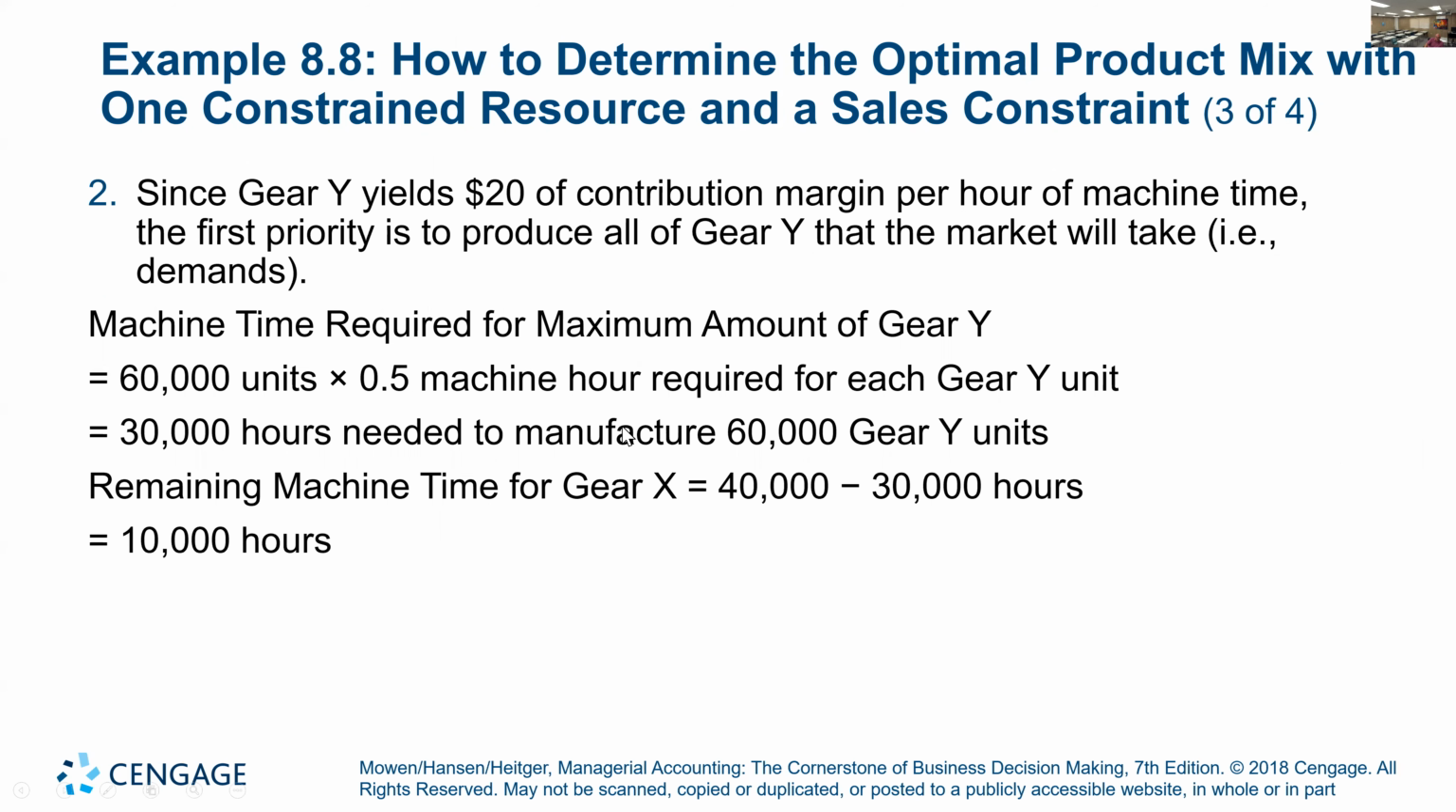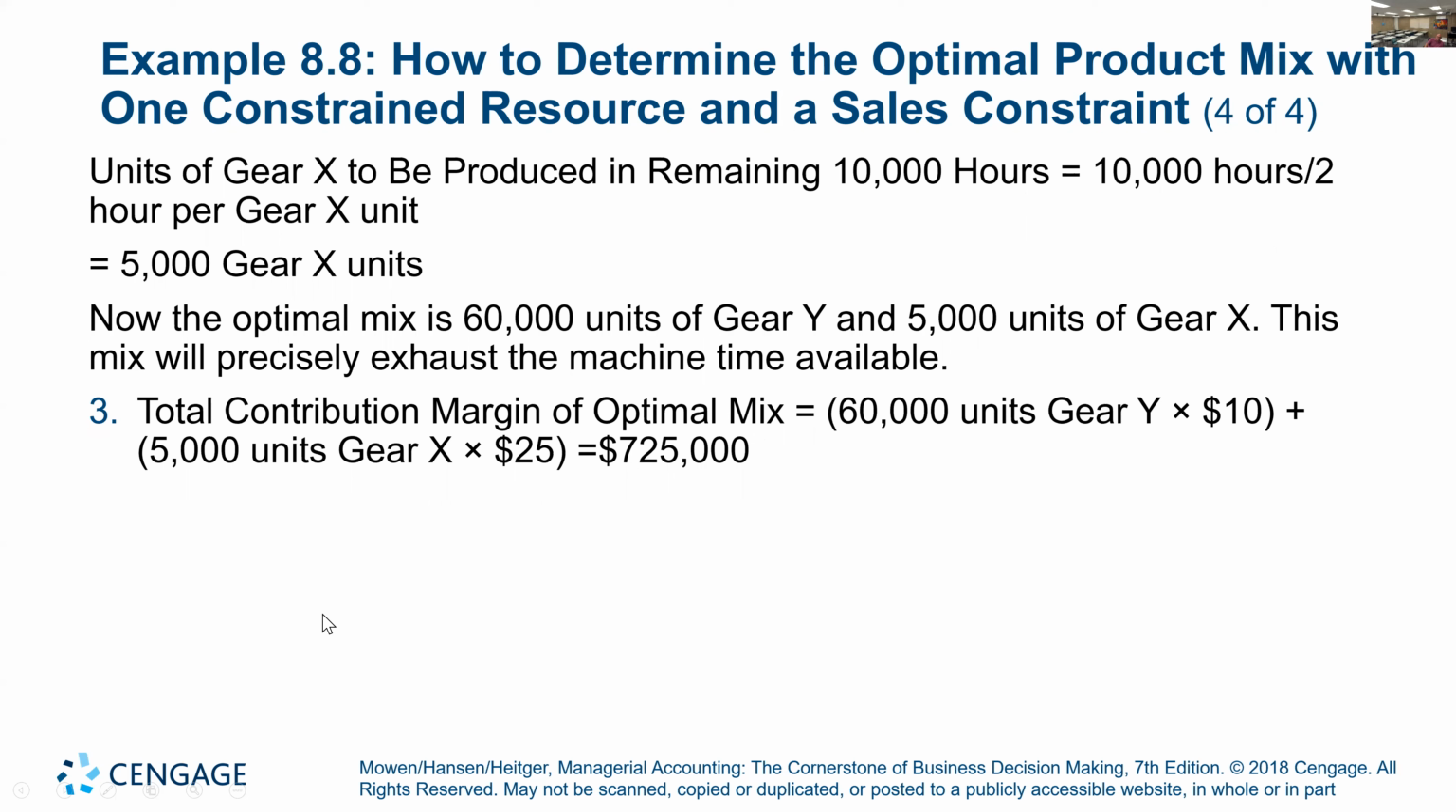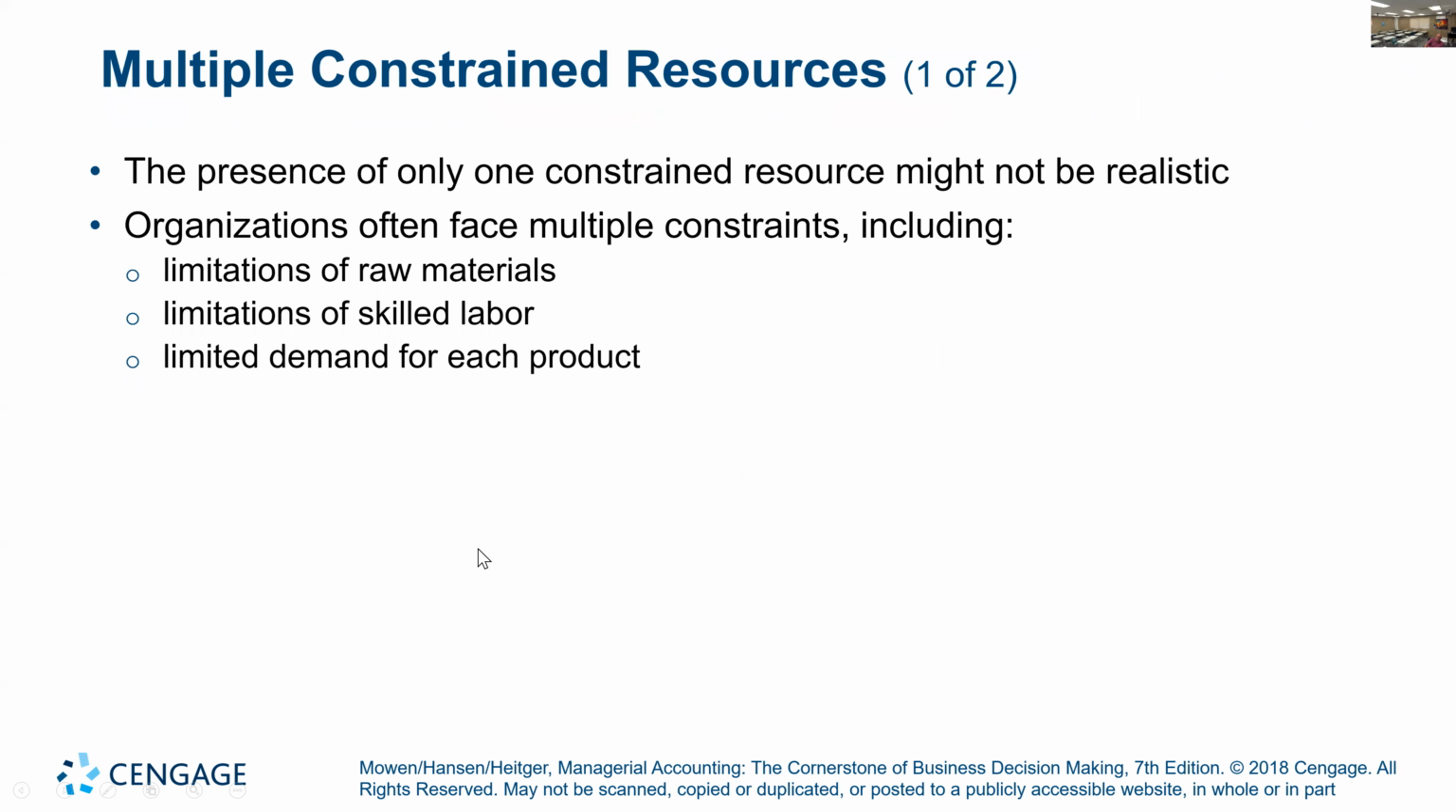So here's another example. It's the same one. Here we're going to make all that gear Y. There's only 60,000 units that are in demand. So if we're going to make gear Y first, we'll make as many as we can. So we'll have 30,000 hours needed, meaning we'll still have 10,000 hours left to make gear X. If it takes 2 hours to make gear X, we can still make 5,000 units of gear X. It just depends on what that is.